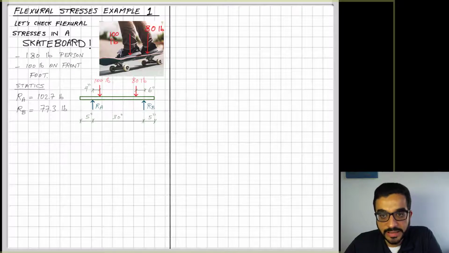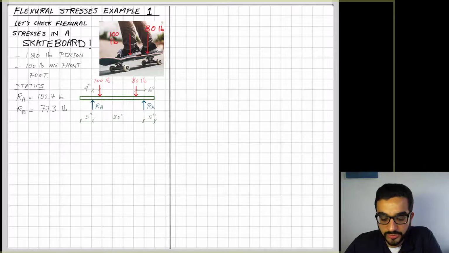So this is what we are initially after: we are trying to figure out where the maximum stress is in this skateboard. And to find the maximum flexural stress, which is a normal stress from bending moment, I need to find the maximum bending moment in that skateboard.